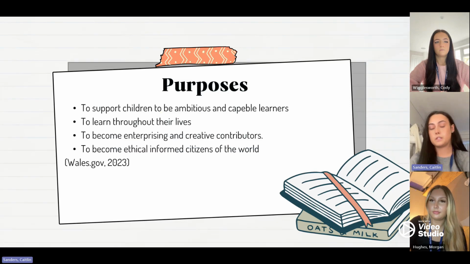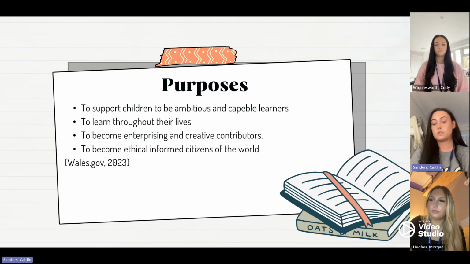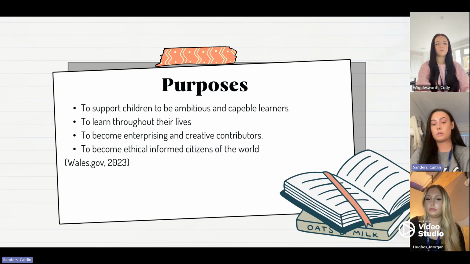Secondly, onto our purposes of the curriculum. The first one is to support children to be ambitious and capable learners. This is to push children above and beyond to achieve their greatest possibilities and strive to be successful individuals. Next is to learn throughout their lives so that the information we teach in our curriculum is to be retained and practiced throughout their life, not just in school years. To become enterprising and creative contributors is the next purpose. This is to teach them creativity in multiple subjects to show diversity in their work.